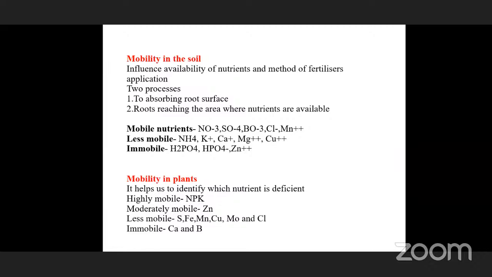And you must know that in soil, it sticks to the soil particles, therefore it is not mobile, right? But in the plant, it has vascular tissue, and in that there are xylem and phloem, so it gets attached to the vascular tissue like xylem or phloem, and that's why the mobility of the nutrients in the plant is reduced. Less mobile and immobile: calcium and boron. So based on this, we can say which nutrient is deficient on which part. Like highly mobile NPK, moderately mobile zinc, and immobile calcium and boron.